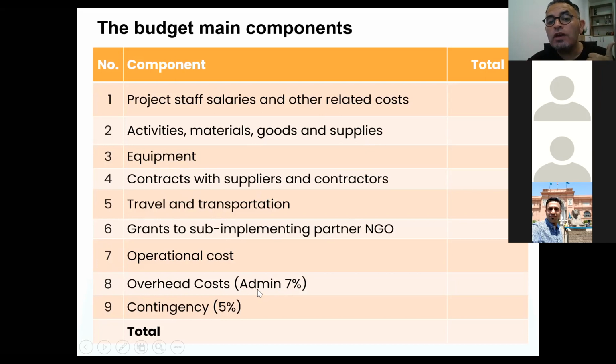Another thing is that if you want to save some money for the NGO to ensure the sustainability of the NGO, you need to negotiate with the donor that you need 7%.